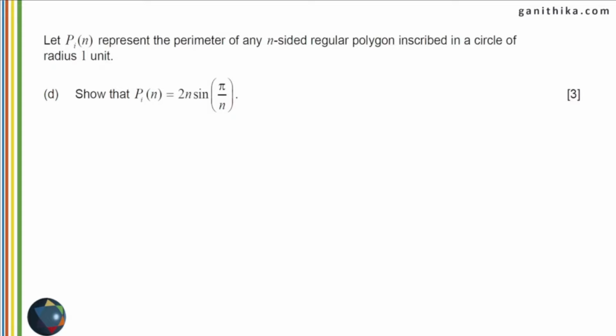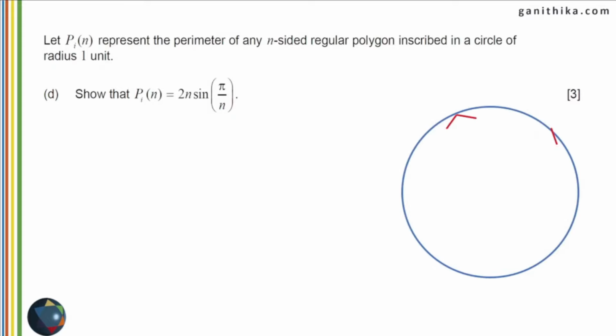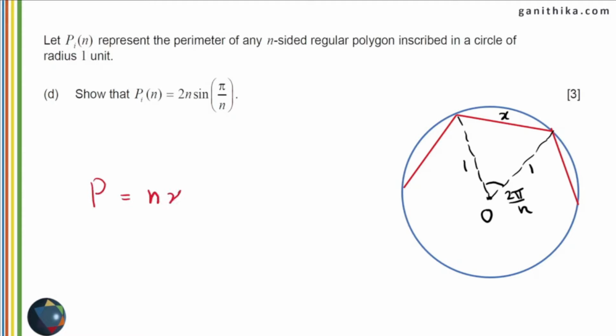We cannot draw an n-sided regular polygon, but we can draw a part of the polygon like this. All that we need is just the isosceles triangle of this polygon. We have n such isosceles triangles in an n-sided polygon. One triangle looks like this with 2 pi over n as the angle in the center, because 2 pi is divided among n triangles. So we have an isosceles triangle with sides 1, 1 and x and 2 pi over n as the angle, and we can use the cosine rule to find x and then substitute in the perimeter as n times x.